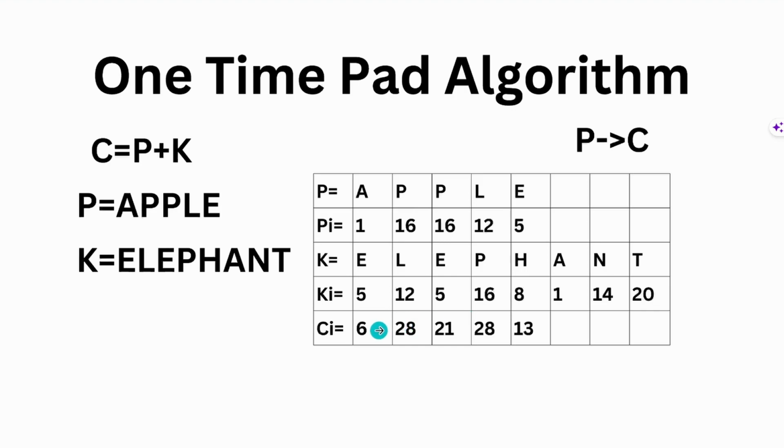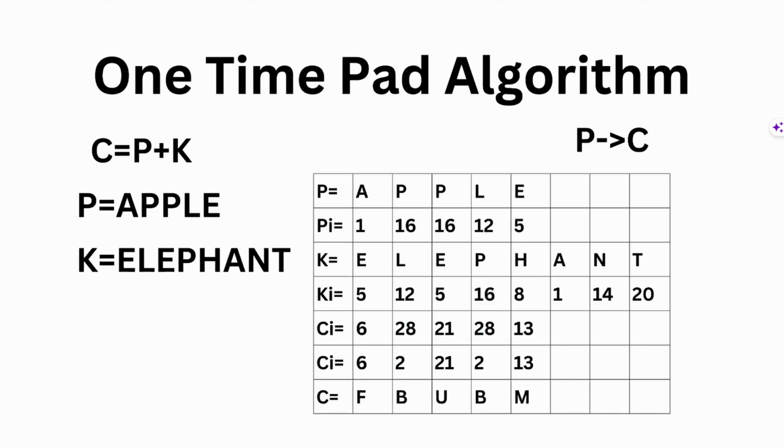Now we need to convert it to characters, but here we see 28, and we have only 26 characters. That's why we need to convert it under 26, so we need some calculation. When we calculate it, we find 2. How is this possible? Now I explain it for you.